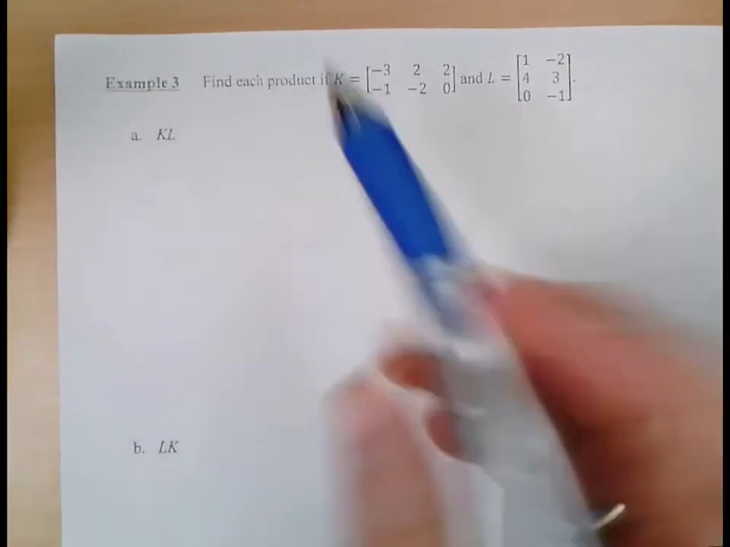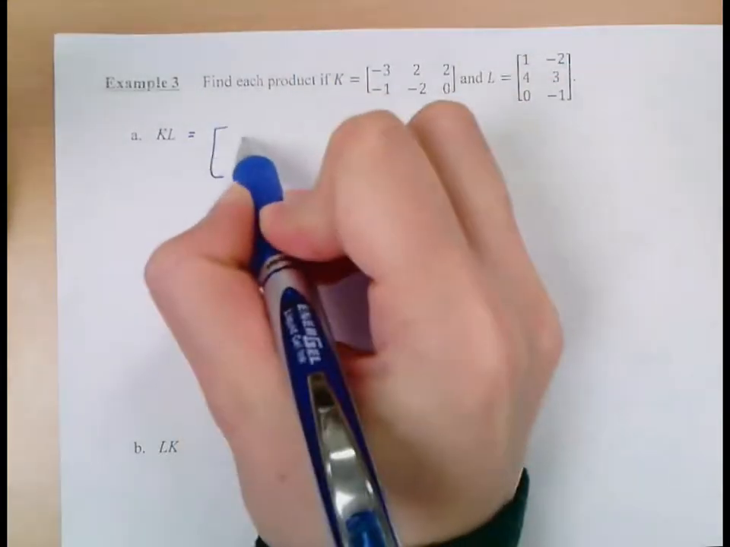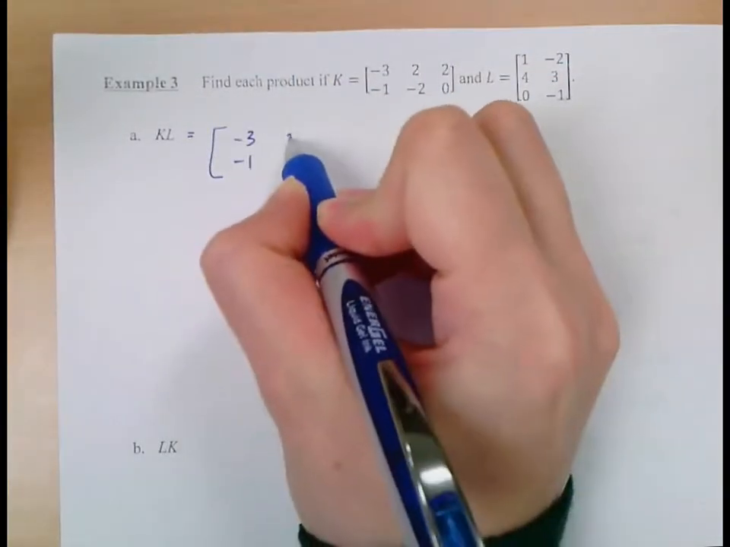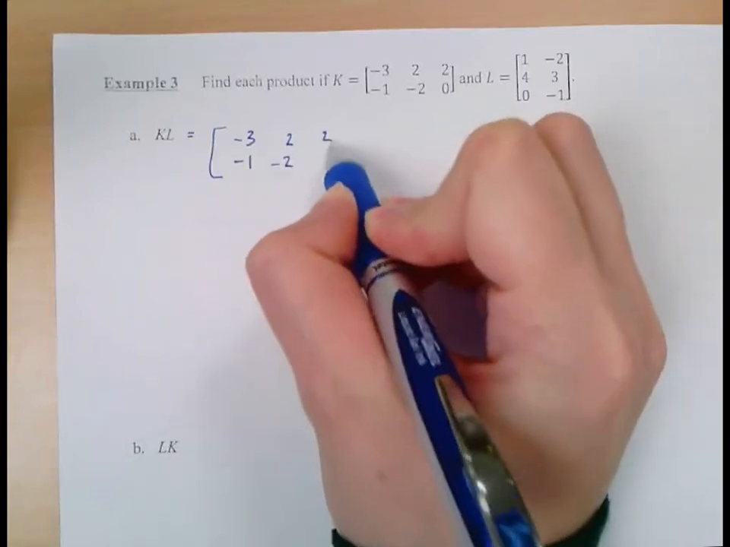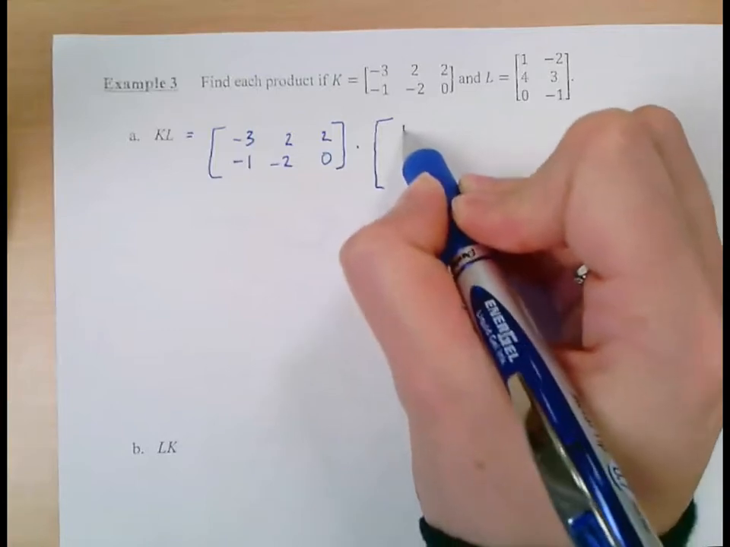So with K times L, I'm going to copy down matrix K first. And then multiplying that by matrix L.